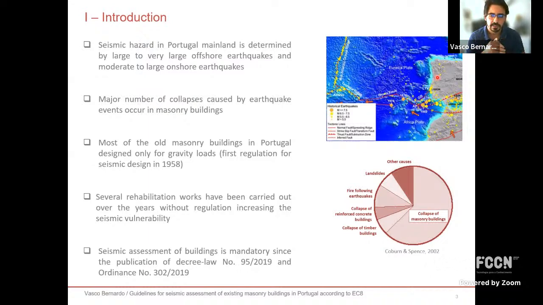We also have, in the Azores Islands, strong earthquakes, which are complemented with the volcanic activity of this region. As you know, the major number of collapses during an earthquake occur in masonry buildings. For the particular case of Portugal, most of these buildings were only designed to withstand the gravity loads, since the first code against earthquakes appeared only in 1958 in Portugal.